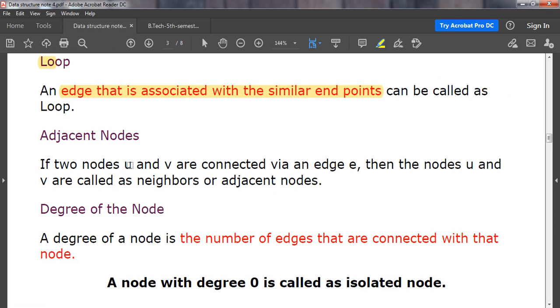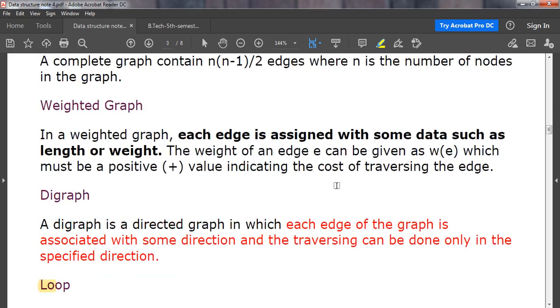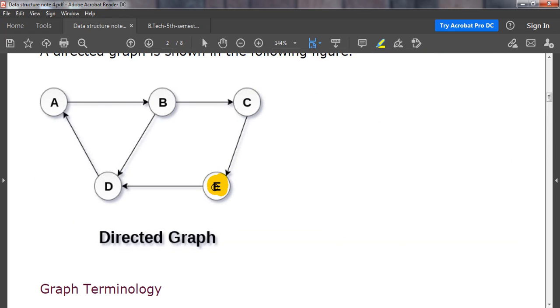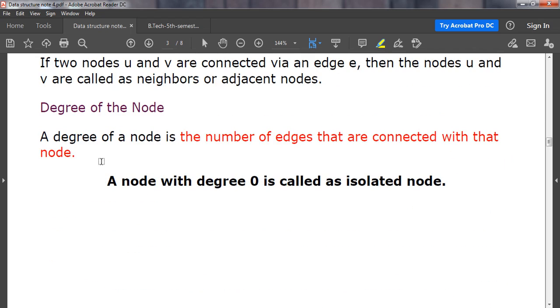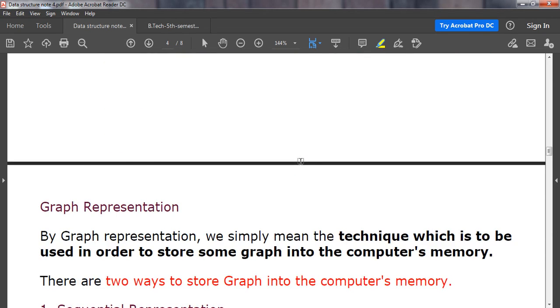Adjacent nodes, as you know, are nodes which are adjacent to each other. The degree of a node is the number of edges that are connected with that node. Suppose over here, what is the degree of this node E? The degree of node E is 1 because it is associated with this. What is the degree of A? It is 1. What is the degree of B? It is 2 because it is connected to 2. So degree 2. A node with 0 degree is called an isolated node. If there is no connection, then it is isolated.